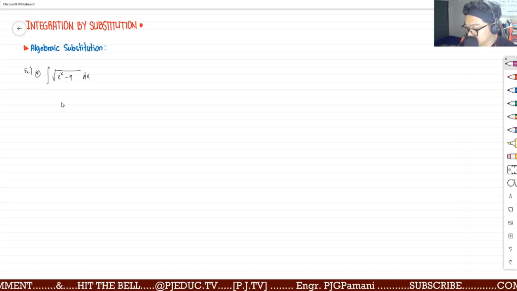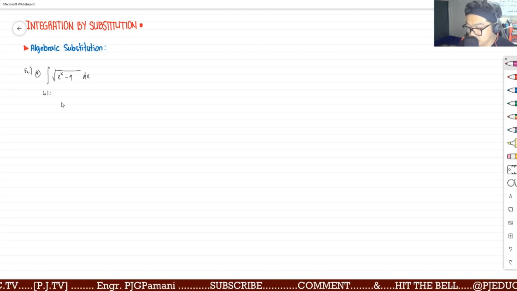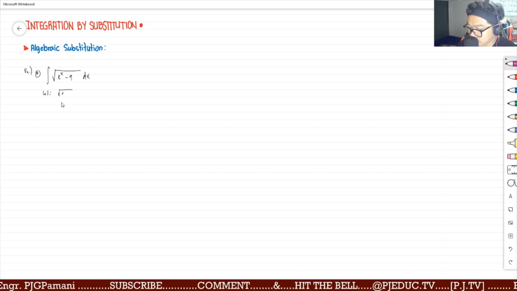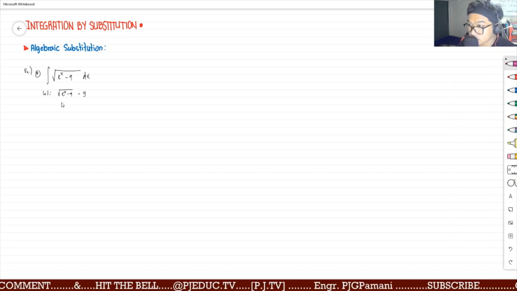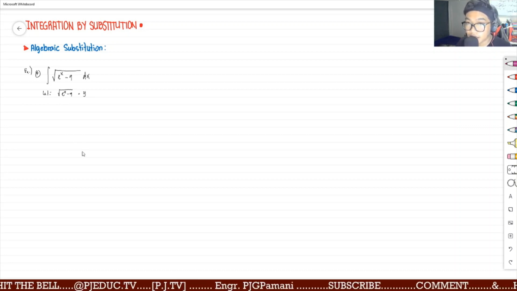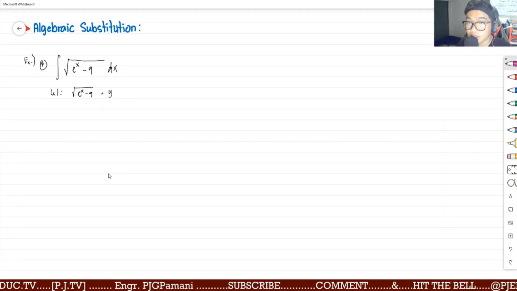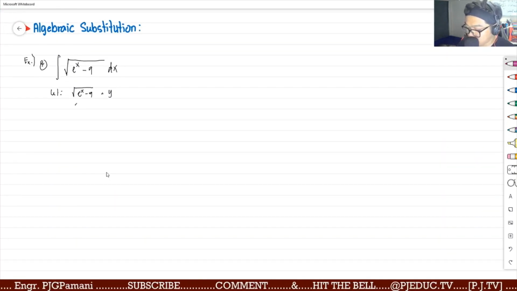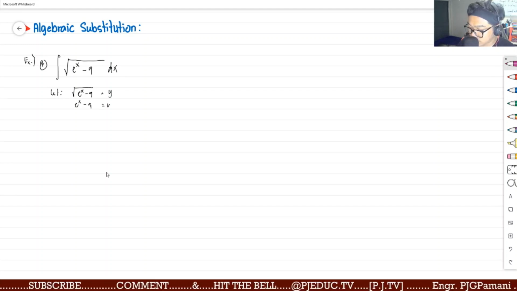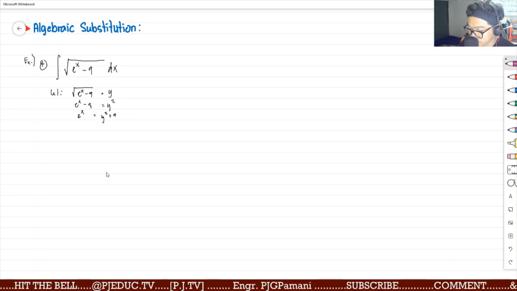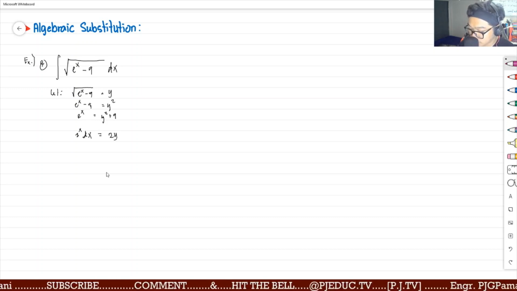With algebraic substitution, anong term ang pwede nating gamitan ng substitution? Basically, the entire integral. That is now the integral of e raised to x minus 9, set that equal to y. Or simply, e raised to x minus 9 equals y squared, and e raised to x equals y squared plus 9. Differential, that is e raised to x dx, equal now to 2y dy.